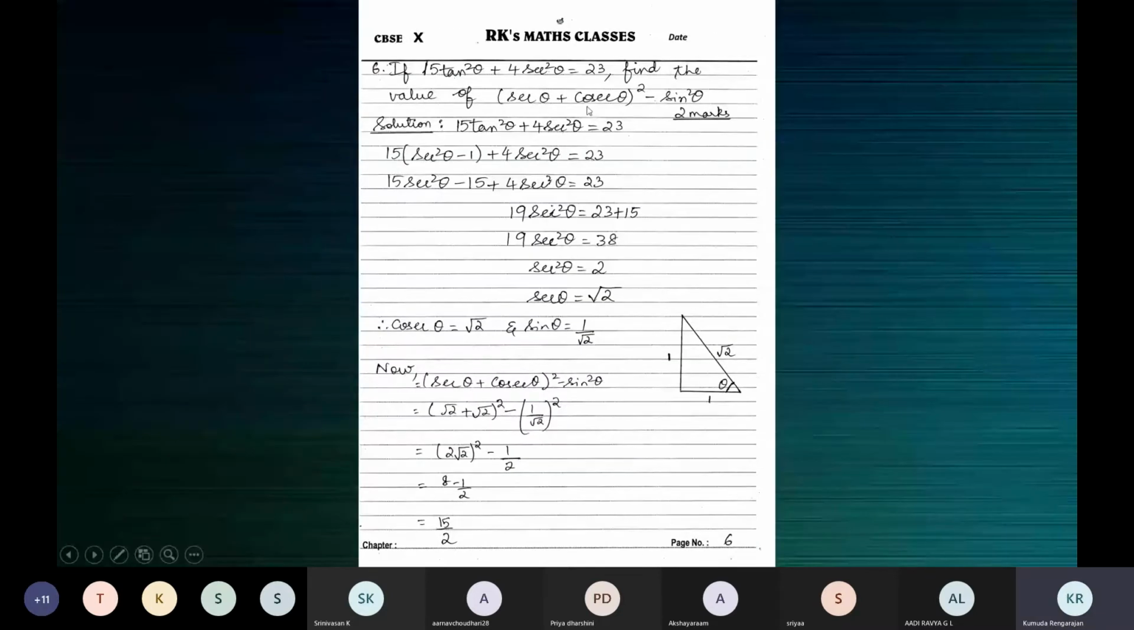So when you see a situation like this, you must tell yourself that this equation has two unknowns. If you convert it to one unknown using the identity, you can find the value of that unknown. Here we took away tan square theta and introduced secant square theta minus 1. So this equation had only secant square theta, and finally we were able to solve and find the value of secant theta. So now you know one ratio, secant theta is root 2. Using the right triangle, you find all the other ratios, whatever you need to evaluate here.